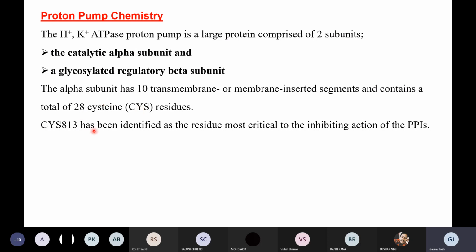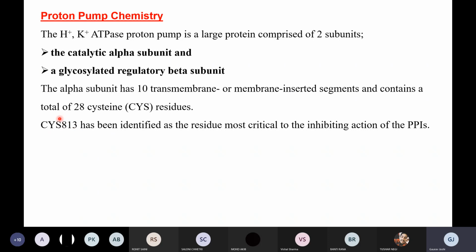So among all these cysteines, 813. So the amino acid number 813. For example, you know about the protein, right? Proteins are long chains of amino acids. They can be chains or they can be globular also, right? Primary, secondary, and tertiary structure they have.